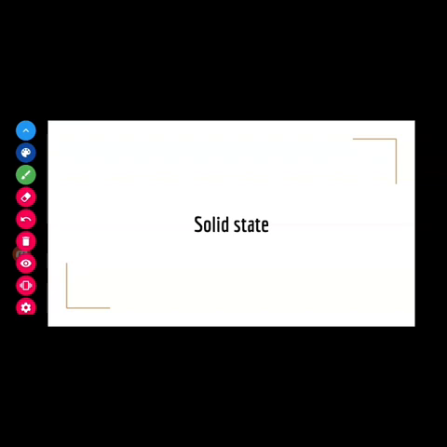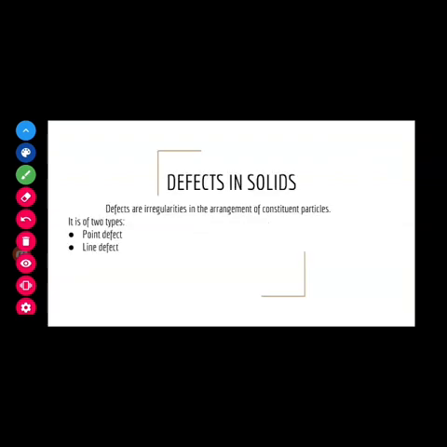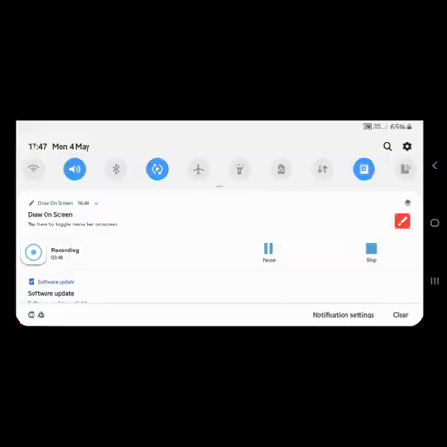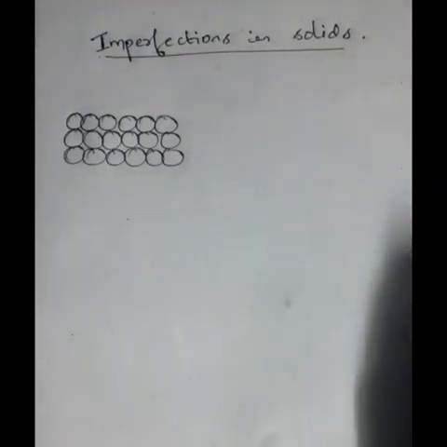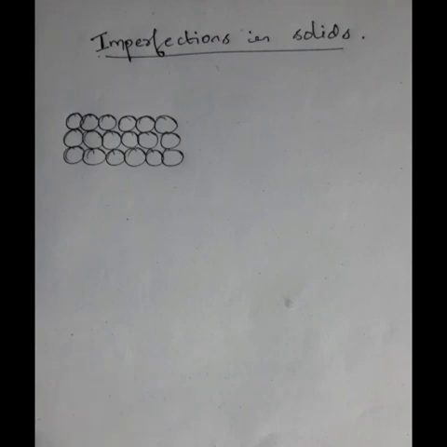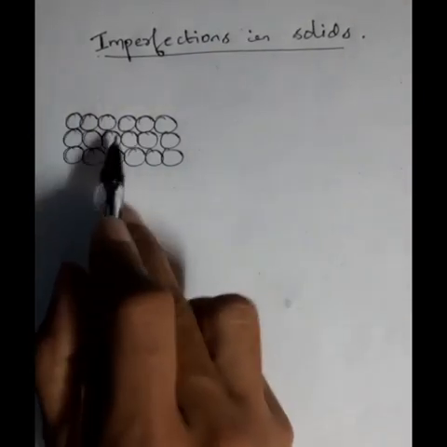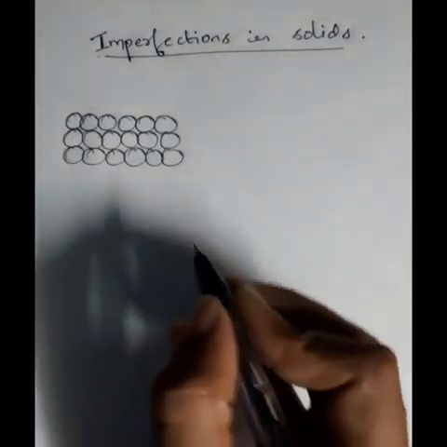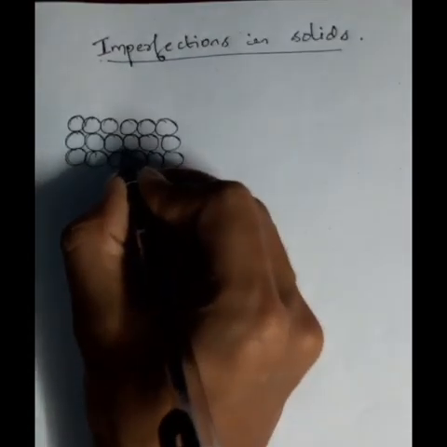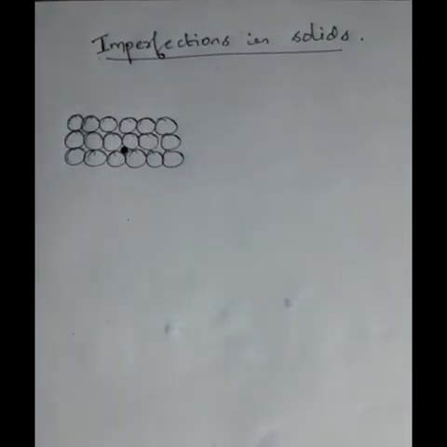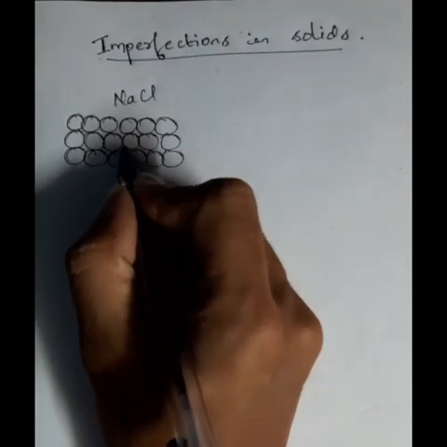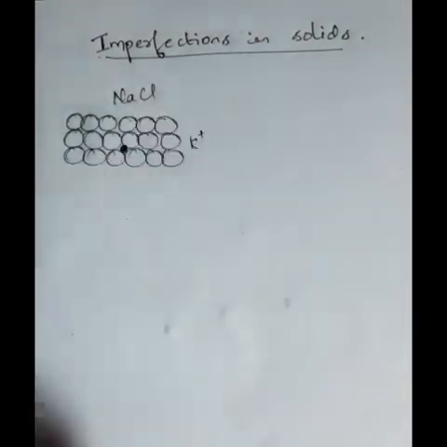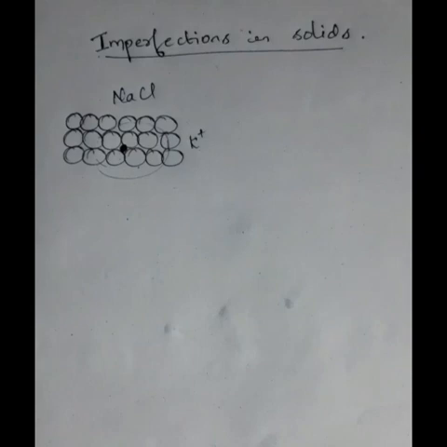Okay, so we'll start with the topic of defects in solids. So let me explain what a defect in a solid is. If this is the way in which particles are arranged in a solid, one type of defect is that you can have another type of ion. If this is an NaCl crystal, it can have an ion of K plus inside. So this is a particular type of defect.